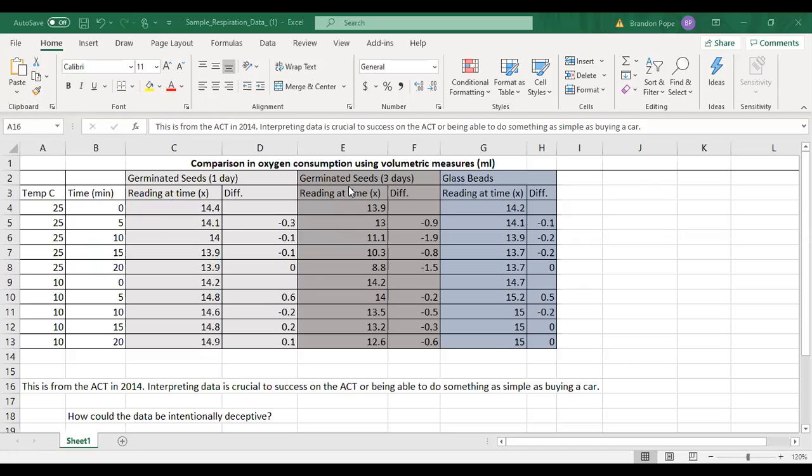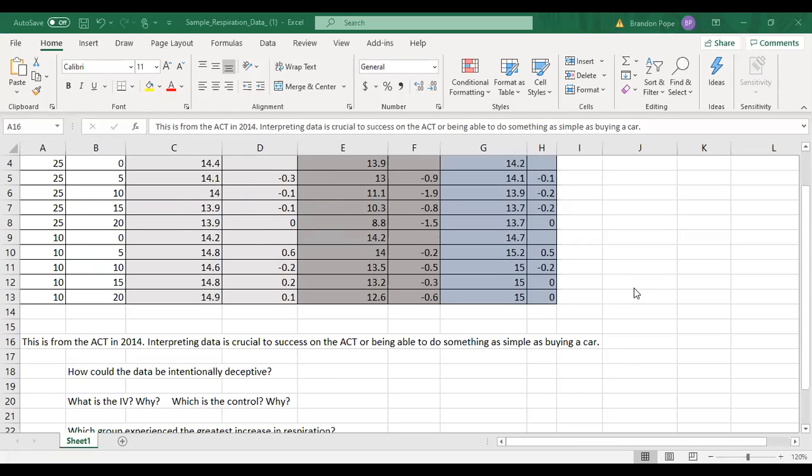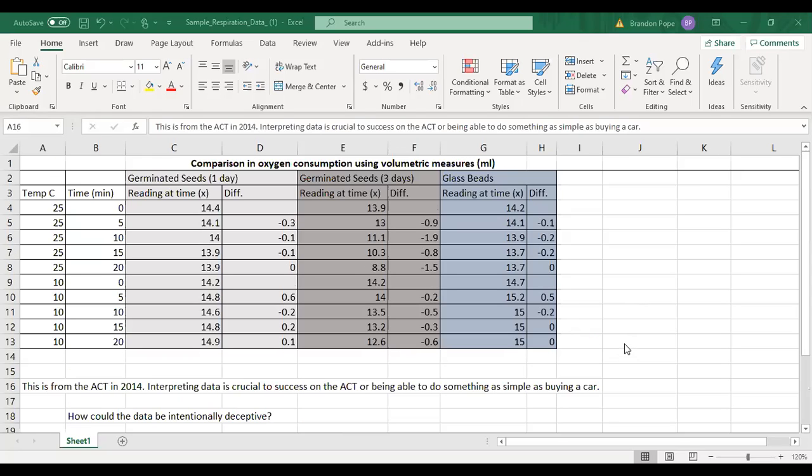And then I'm also going to, I could be doing this with germinated seeds, but if I'm going to be comparing germinated seeds that are 1 day old or 3 days old, I need to be comparing them at the same temperature so I have my controlled variables handled. What do you guys think is the real control group in this experiment?